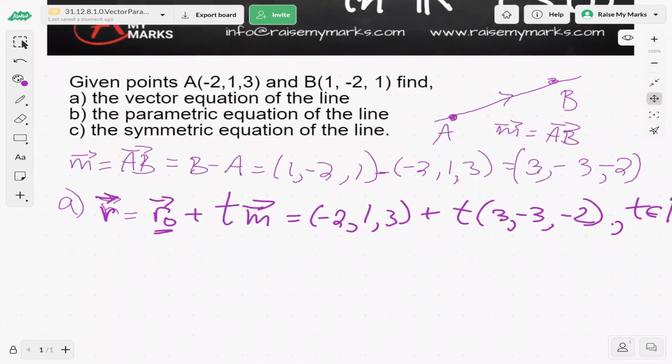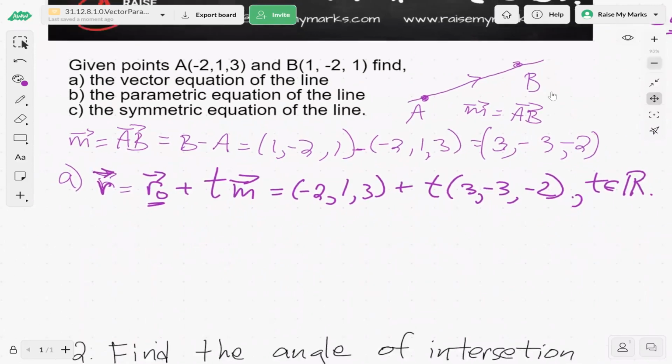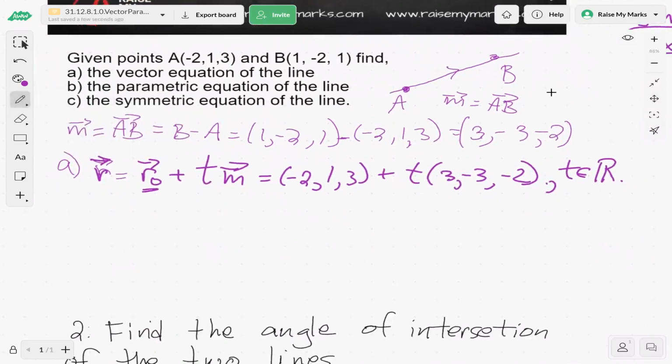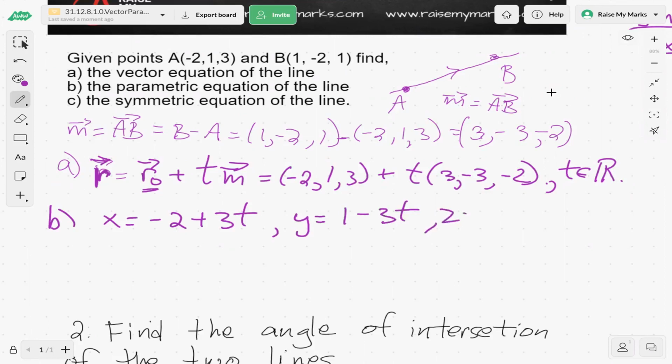All right, so now the parametric equation of a line. Let's make it a bit smaller so we can see everything. So now we're going to take this vector equation of a line and break it down into its components. So x equals -2 plus 3t. y equals 1 minus 3t. And z equals 3 minus 2t. And again, t is a real number.